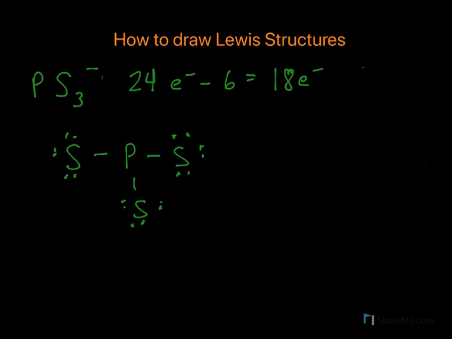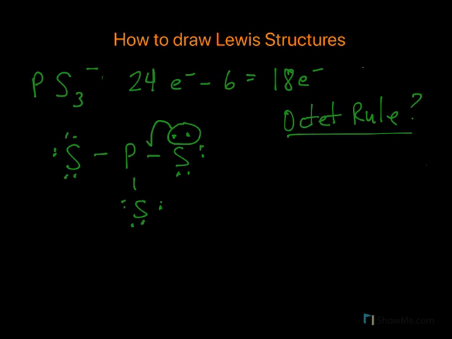So before we leave, we have to make sure we follow the first rule, which is the octet rule. But as you can see, we have a problem because phosphorus only has 6 electrons around it. 1, 2, 3, 4, 5, 6. So we need to do something about it. We cannot add any more electrons. We have already added 24 electrons total. So for phosphorus to have 8 electrons, we will have to borrow a pair of electrons from one of the sulfurs and make a double bond.